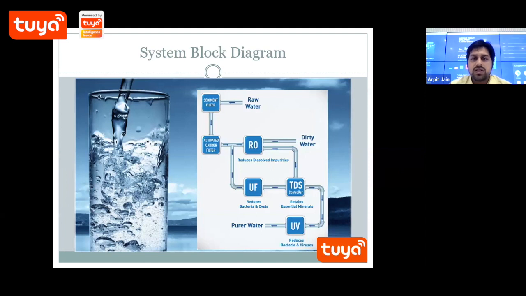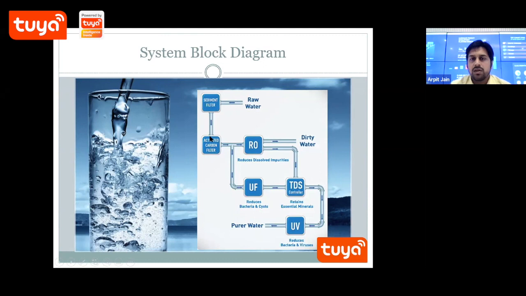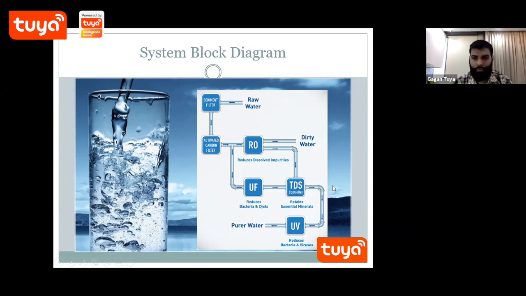So as I just mentioned, what is the block diagram of this RO purifier? First one is the sediment filter and the activated carbon filter. These are the pre filters. First raw water comes through this filter, and then this water is divided into two parts. One goes to the RO membrane and the second one goes to the UF filter. And the output of these two filters is mixed in a TDS controller in that ratio that it can maintain the minerals, and the taste is also maintained through this.